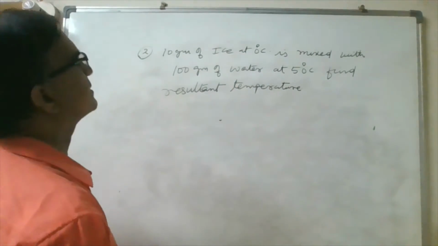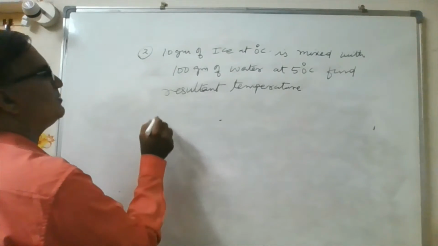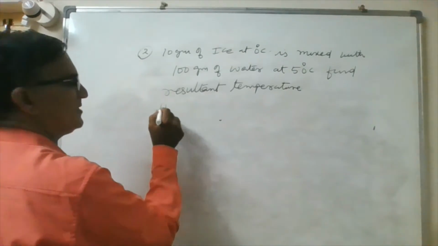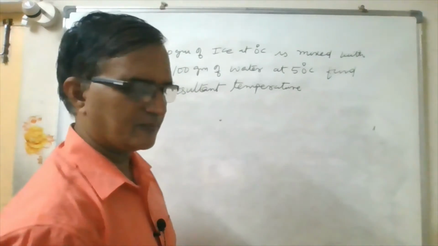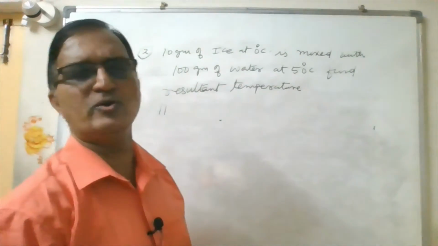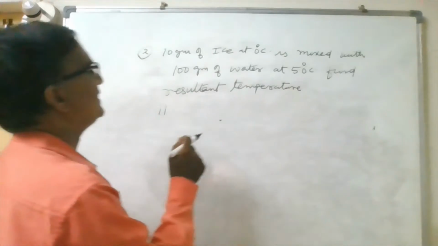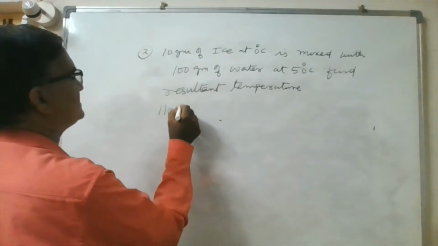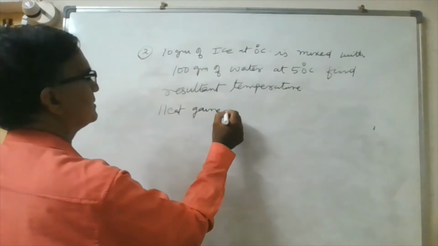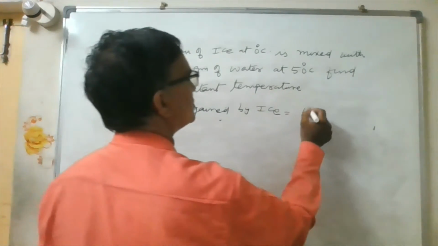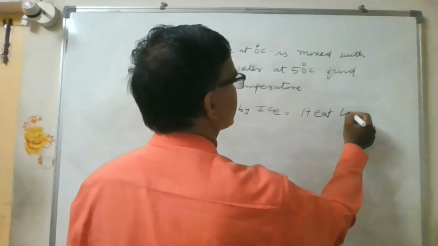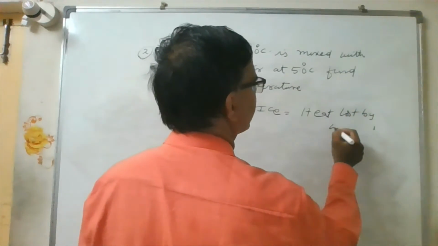Now here, heat gained by ice is equal to heat lost by water, by the principle of method of mixtures. What you have? Heat lost by hot body is equal to heat gained by cold body. Here heat is gained by ice. That is, heat gained by ice is equal to heat lost by water.